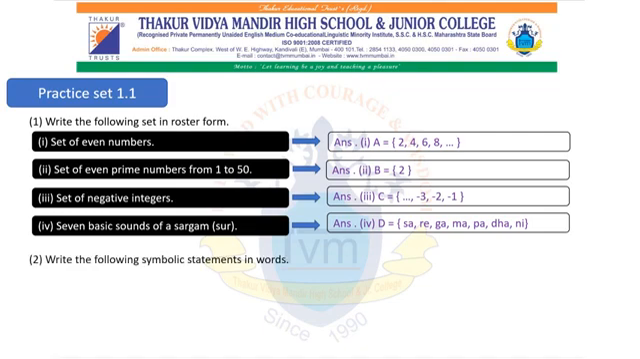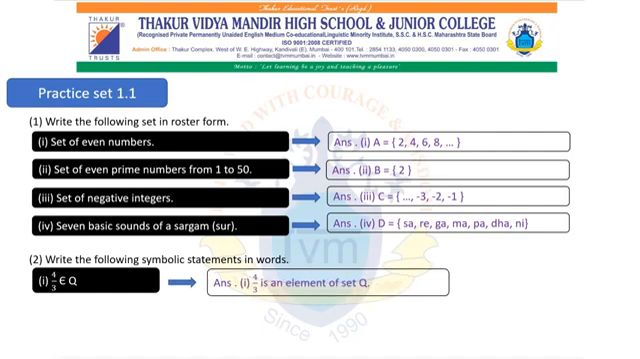Question number 2. Write the following symbolic statement in words. Now it will be given in symbol form. We have to write it as a statement. First one, 4/3 element of Q, which can be written as 4/3 is an element of set Q.